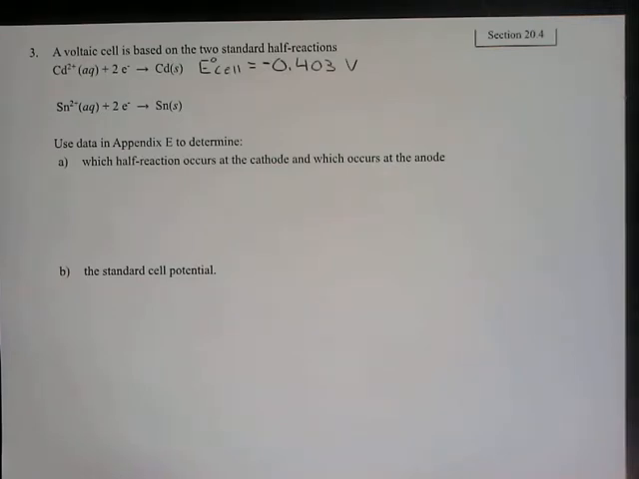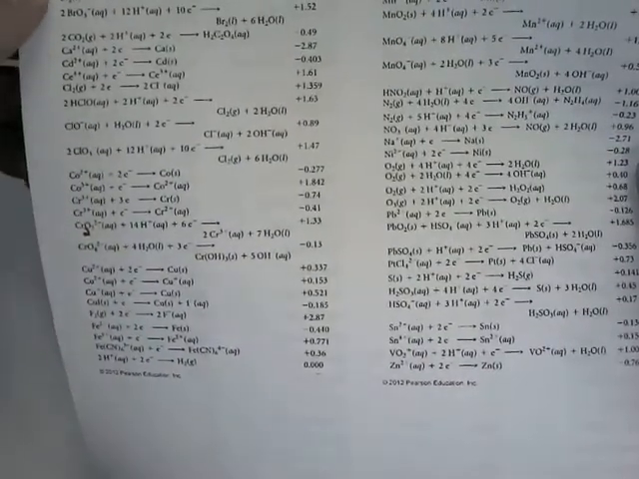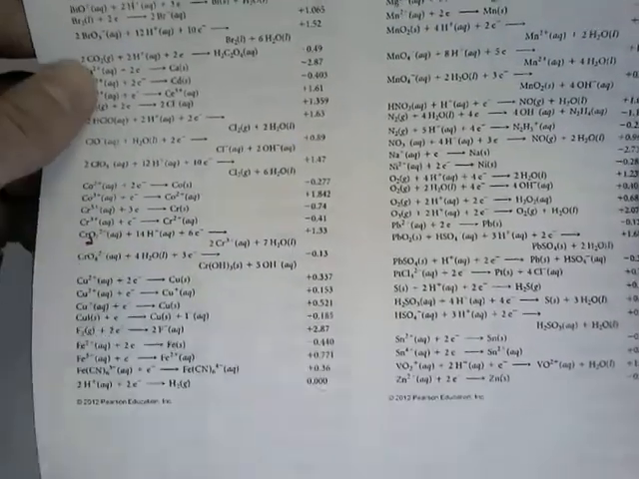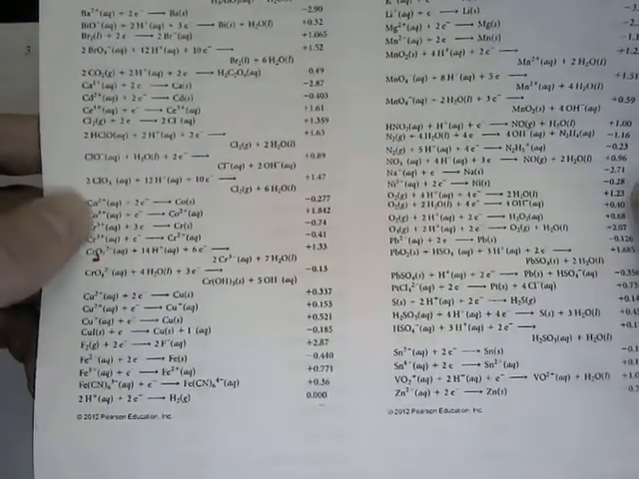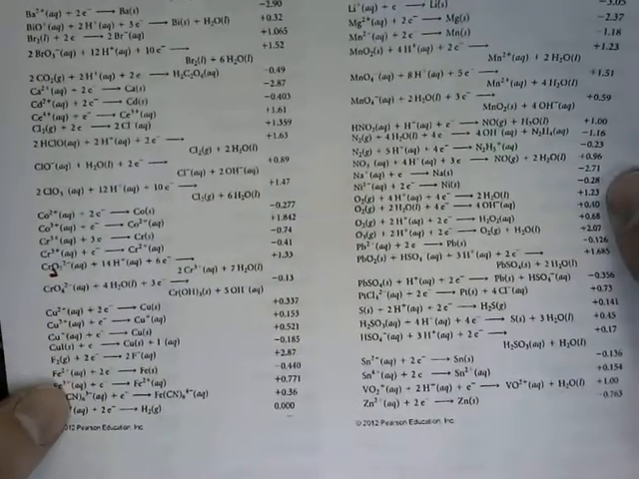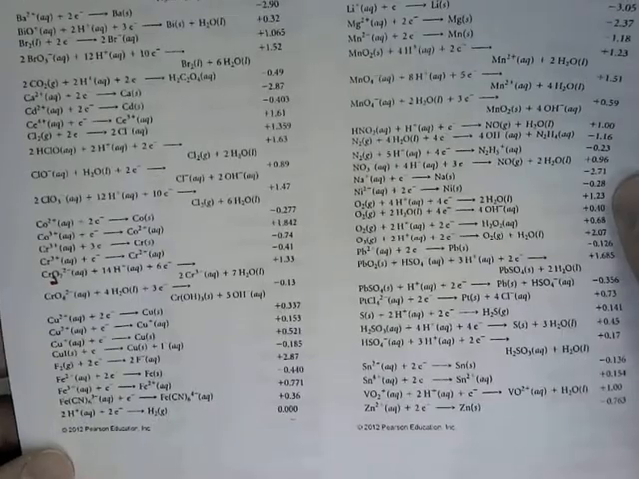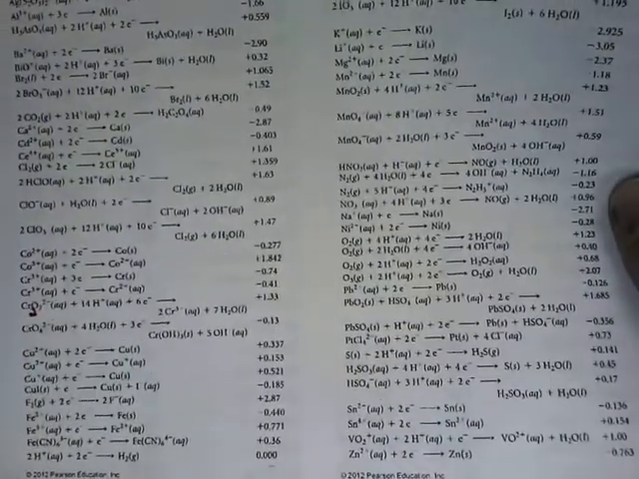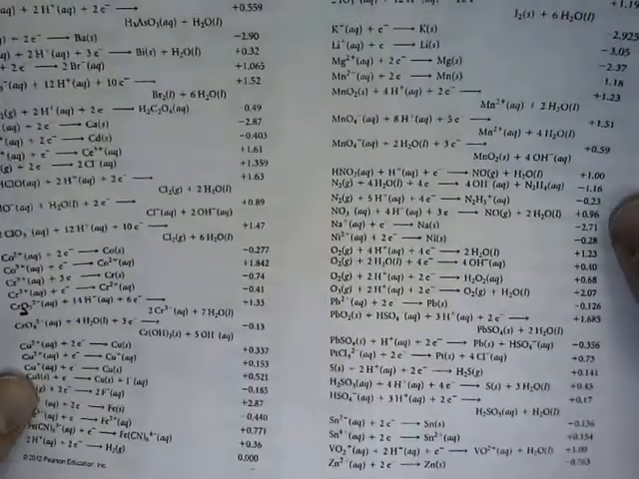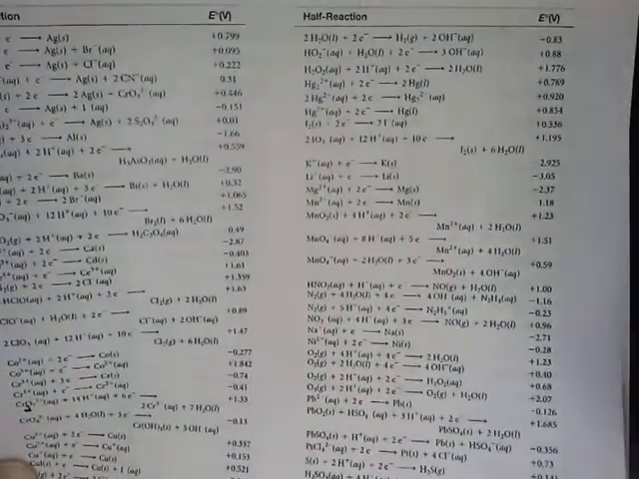Now I'm going to do the same thing for tin. Again, I'm just going to use my table from the periodic table packet. I'm looking for tin 2 plus to be reduced to solid tin. So I'm going to look down my line here. Again, I'm looking for Sn 2 plus. And I've got to keep searching.